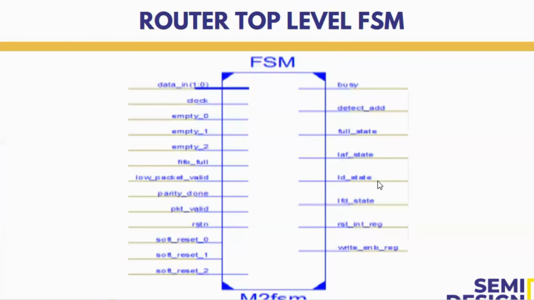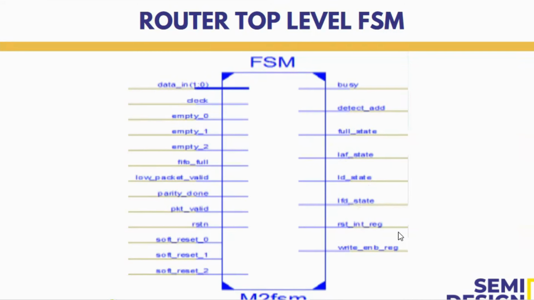Then LD state is nothing but load data. We previously saw LFD, that is load first data. LFD state means load first data, which means it is only for the header byte. During the first data byte, that is the header byte transfer, this will be high. After the header byte is transferred, this will become low and this will turn high. So LD state denotes the loading of the actual payload data.